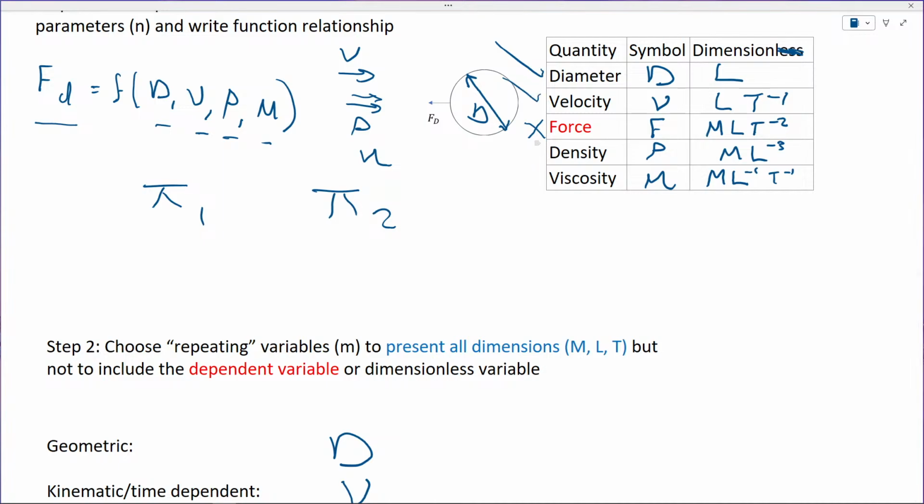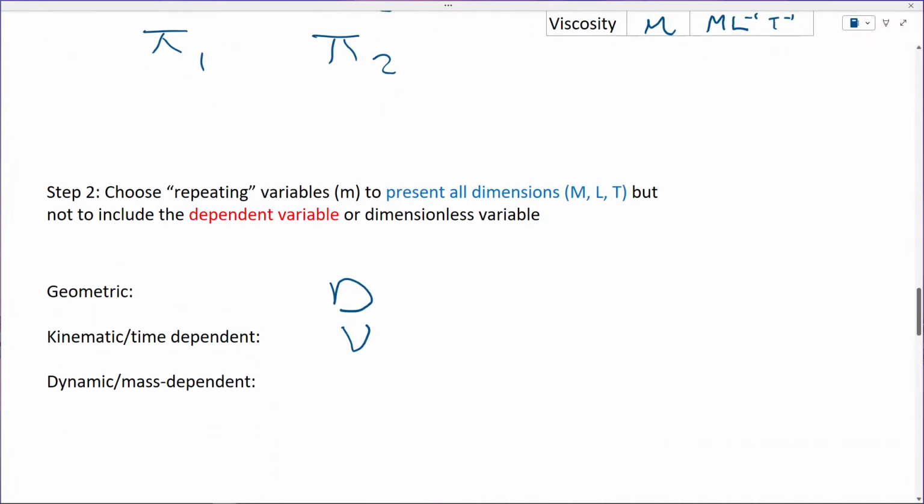So I need to choose just one of these two as my repeating variable. I will just choose density. It looks simpler. So basically, these are my three repeating variables. In my pi one, it will have d, v, rho. My pi two will have d, v, and rho.